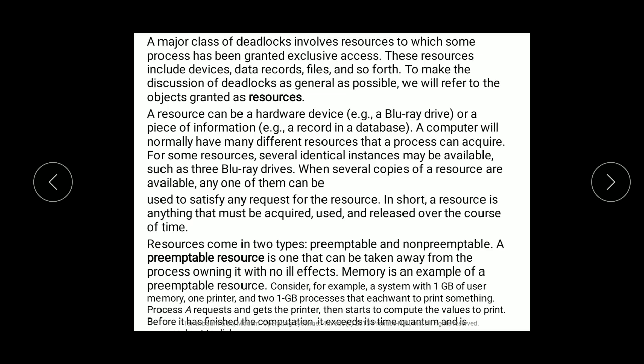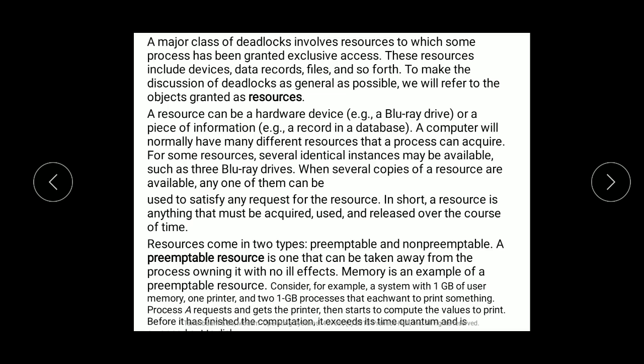So what is a resource? A resource is something which you acquire. Once you acquire it, you do your task, that is you use it. Once your work is done, you release it. That is the actual course of your resource over a period of time. Nothing else is done with the resource.